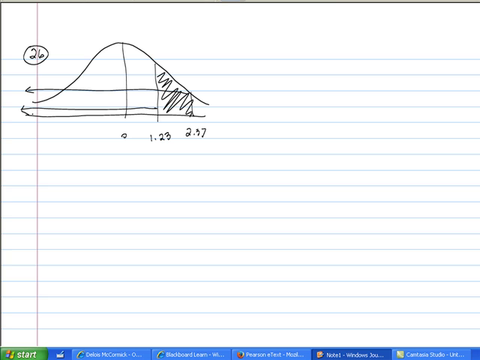2.37 gives us an area of 0.9911. And the other one's 1.23, so we want to go to 1.23, and I'm getting 0.8907. So, probability that Z is between these two.